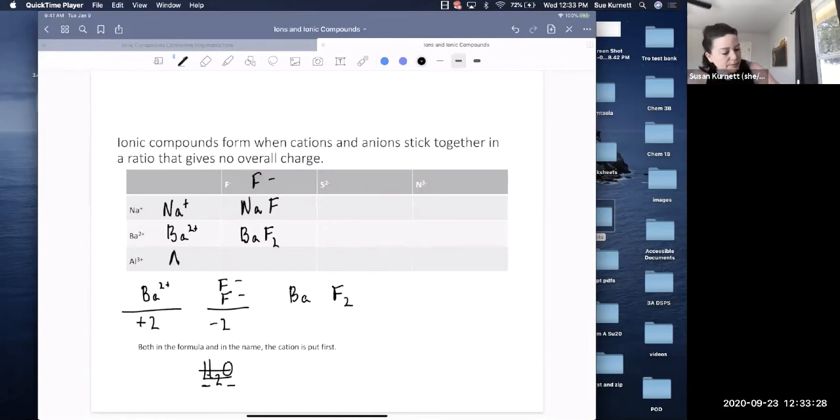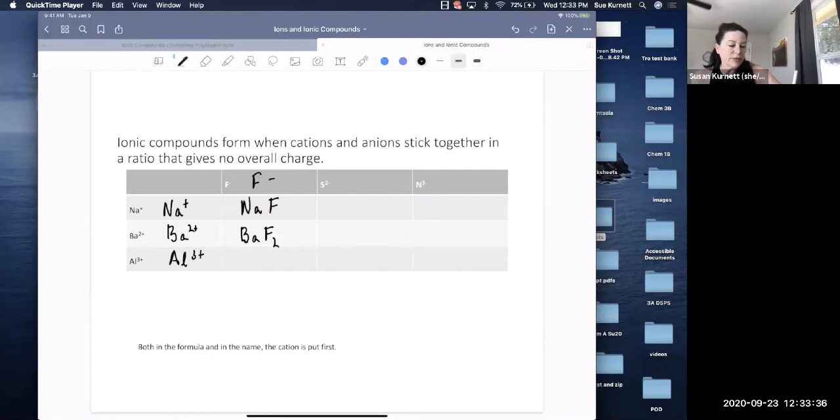Here we have aluminum. Aluminum has a +3 charge to make it isoelectronic with neon. Fluoride is -1, so we're going to need 3 fluorides. 1 formula unit, the unit for the formula for aluminum fluoride, has 4 ions in it. 1 aluminum, 3 fluorides.